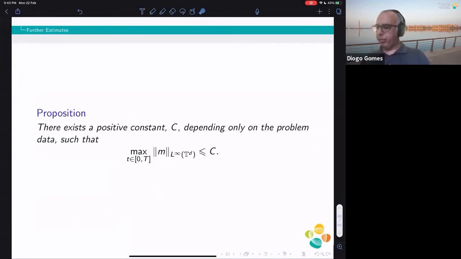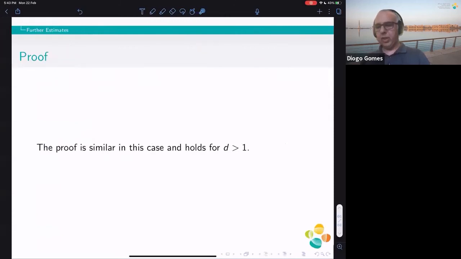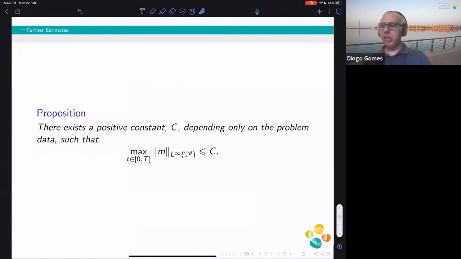Now, the proof is similar for the L infinity bound. In this case, the L infinity bound, you actually get it for all d greater than one. And in fact, this is a result that's extremely related to what Filippo Santambrogi proved. Filippo Santambrogi proved a similar result using a completely different method. But I think in the end, it's the same spirit, let's say, that there is some hidden convexity in these models.